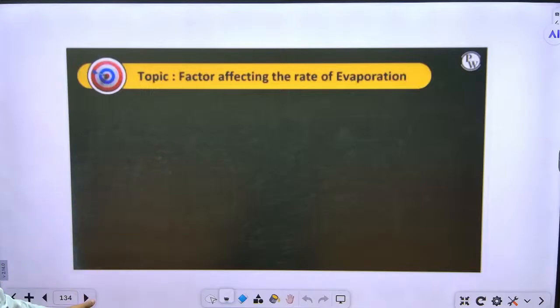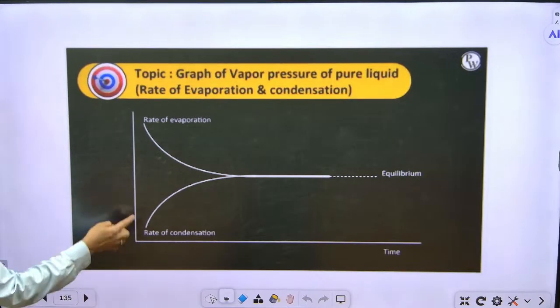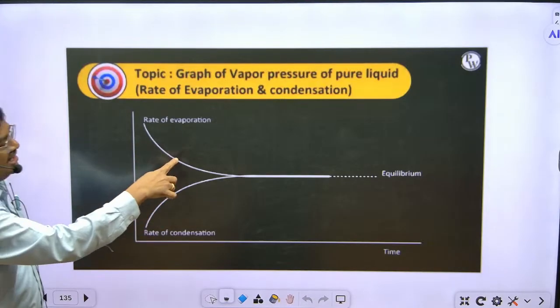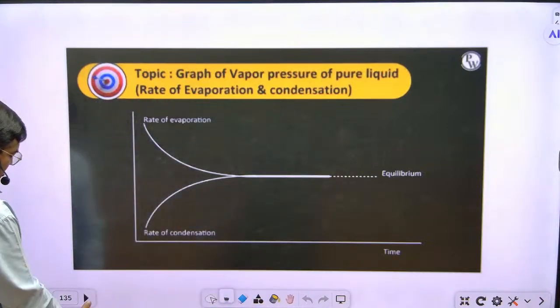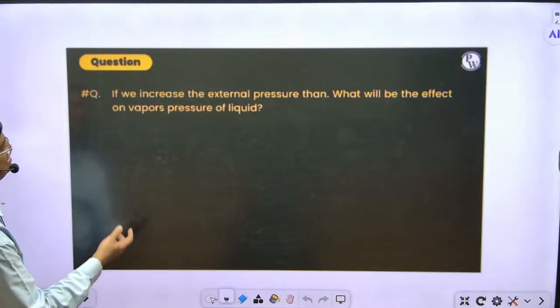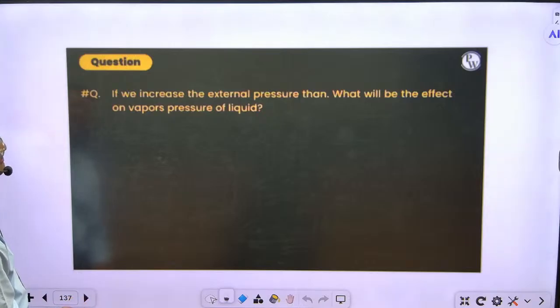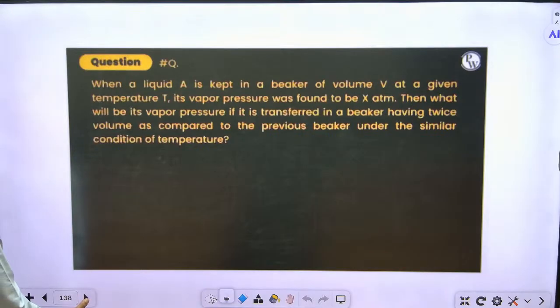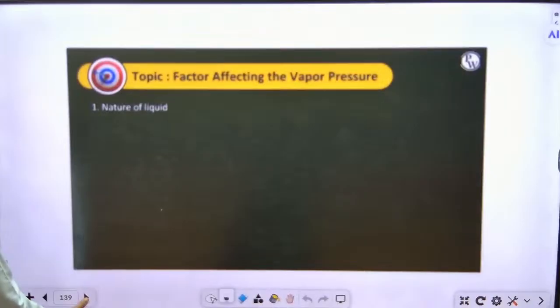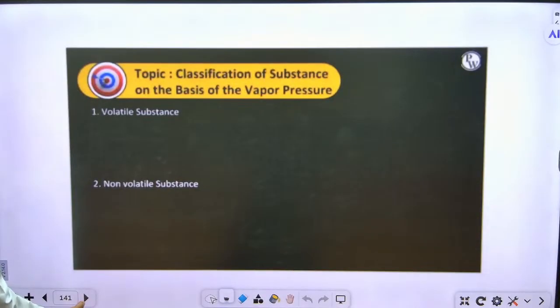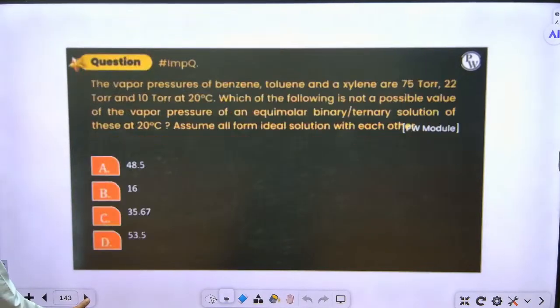Now, factors affecting rate of evaporation we did in the previous class. And I told you in the graph, at the point of equilibrium, rate of evaporation will be equal to rate of condensation. This is the equilibrium stage. Now properties of vapor pressure. If we increase the external pressure, what will be the effect on vapor pressure? Inversely proportional. Now see factors affecting vapor pressure: nature of liquid, temperature. We discussed volatile substance, non-volatile substance. And see a numerical on vapor pressure of benzene, toluene, xylene from Raoult's law.